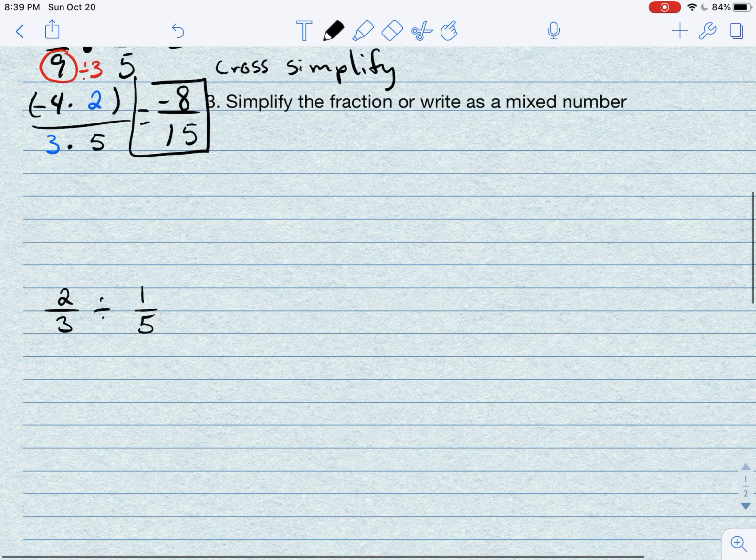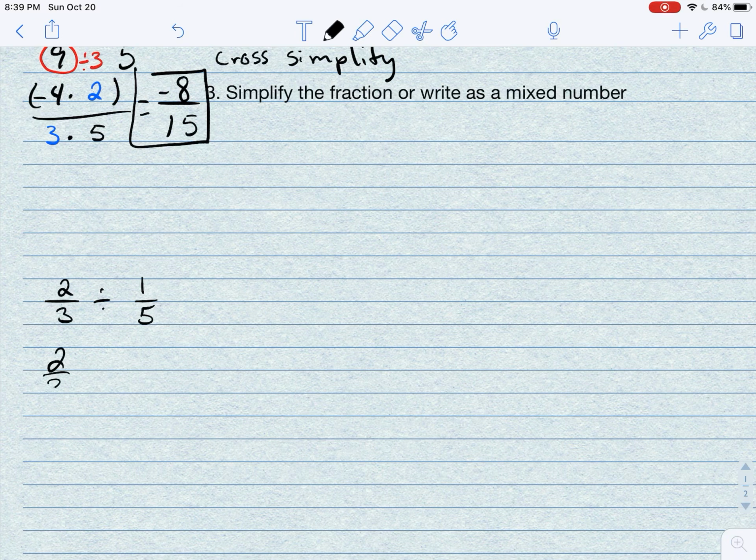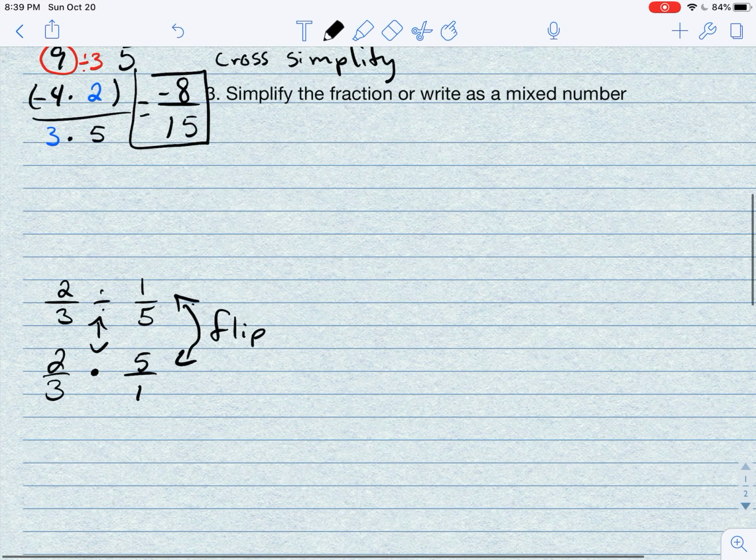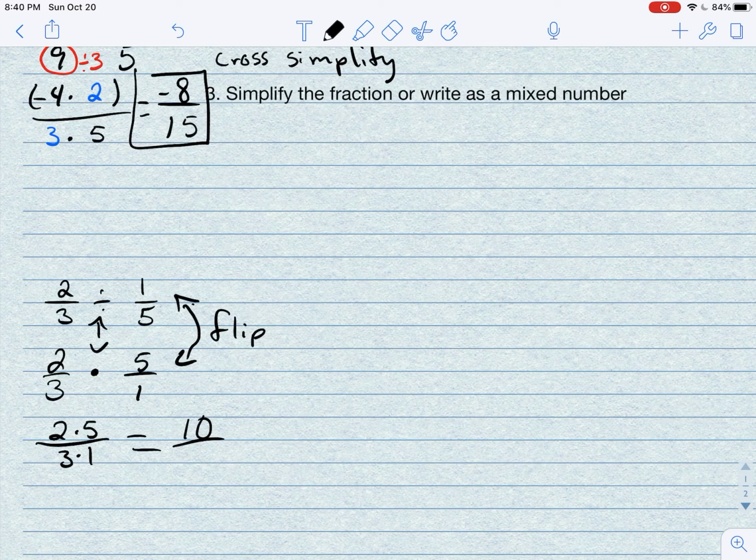All right, one last one. Okay, 2/3 divided by 1/5. So keep the first fraction, change division to a multiplication, and then we're going to take the reciprocal, or flip, the last fraction. So now you have 2 times 5 over 3 times 1. 2 times 5 is 10. 3 times 1 is 3. Okay, we have an improper fraction.